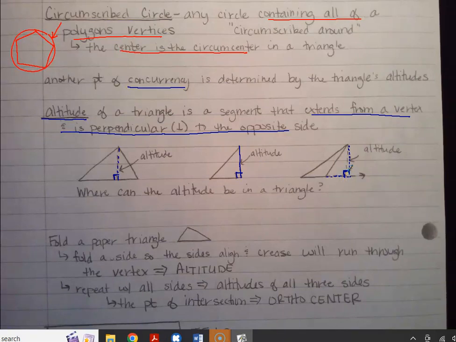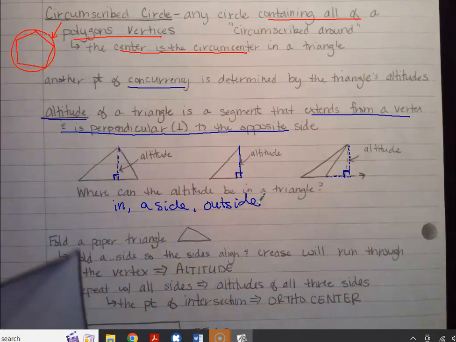So where can the altitude be in a triangle? Anywhere. It can be in, it can be a side, it can be outside. Any of those can be where the altitude lies. All right, now you need your other triangle. We're going to do some more paper folding. But this time we're going to fold it to get altitudes.